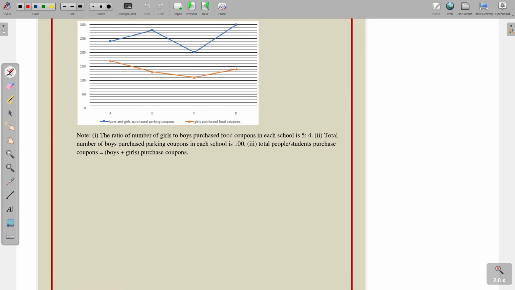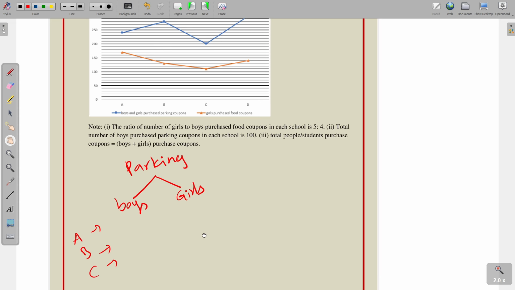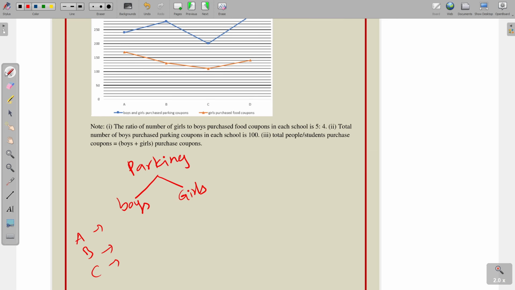In this graph, first the ratio of the number of boys who purchased parking coupons, boys and girls from A, B, C, and D. Then food coupons, boys and girls.